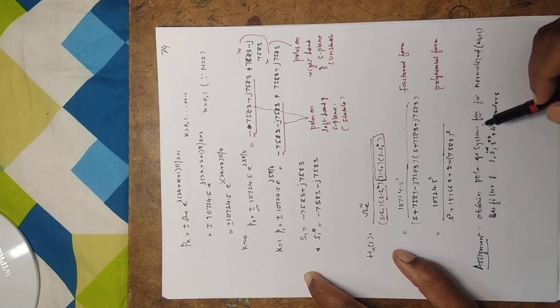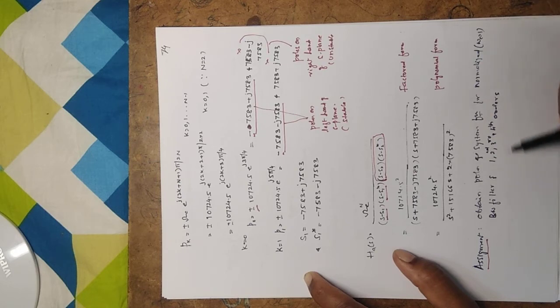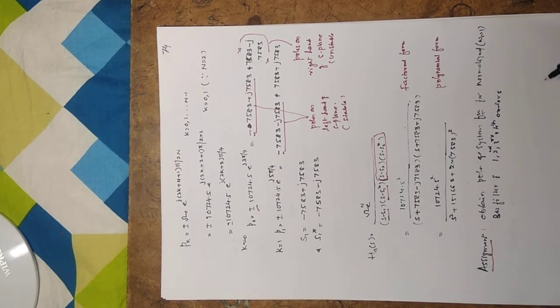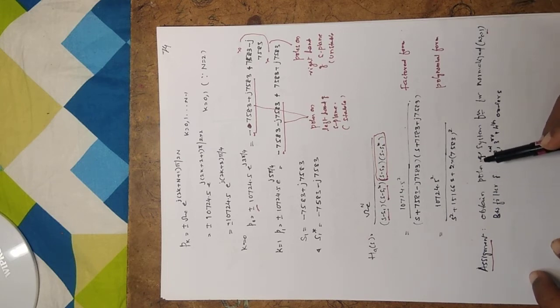Okay, next assignment. Obtain the poles and system function for the normalized Butterworth filter, that is omega c equal to 1, of order first, second, third, fourth, etc. Second order you have done, but the omega c was different. Now consider omega c as 1 radian per second and find the poles of the system, that is pk, and the system function Ha of s.